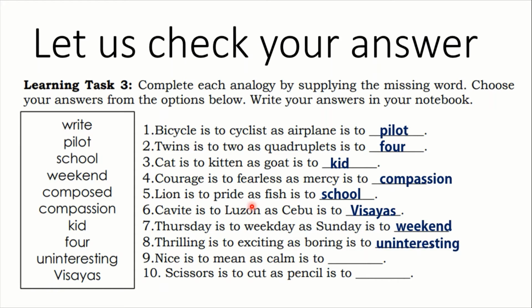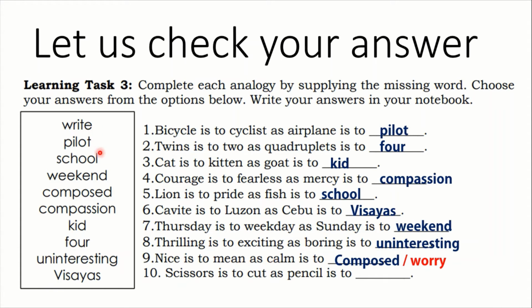Number 8. When one is thrilled, one feels excitement. And when one is bored, one feels uninteresting or uninterested. Number 9. For this number, the relationship between nice and mean is the opposite. Being mean is the opposite of being nice. And so if you are to analyze, the answer should be the opposite of the word calm.